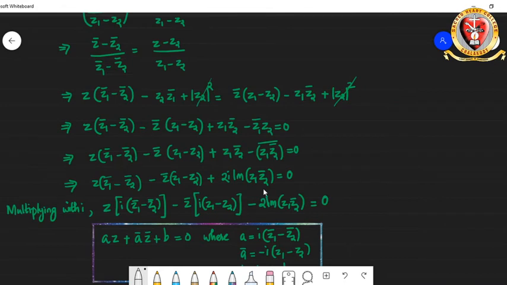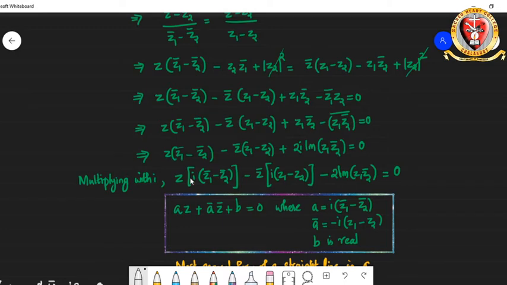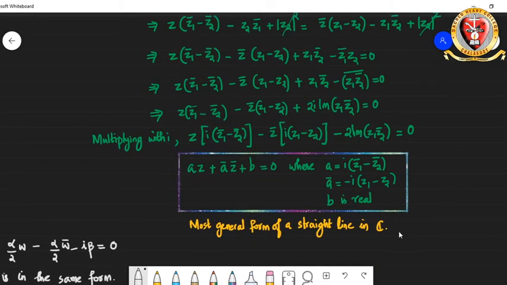Okay, and on that equation, multiply it with i. Okay, so you get z into the term sitting here minus z bar into the term sitting here minus this term. Okay, so we are going to make it into the general form. Az plus a bar z bar plus b is equal to 0, where a is equal to the term sitting here, and a bar is equal to minus i into z1 minus z2, and b is some real constant. Okay, this is the general form of a straight line in the complex plane.